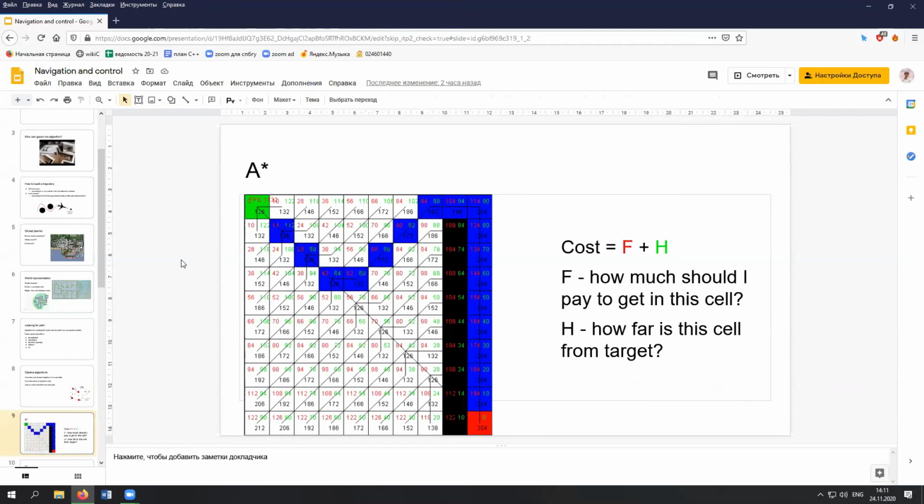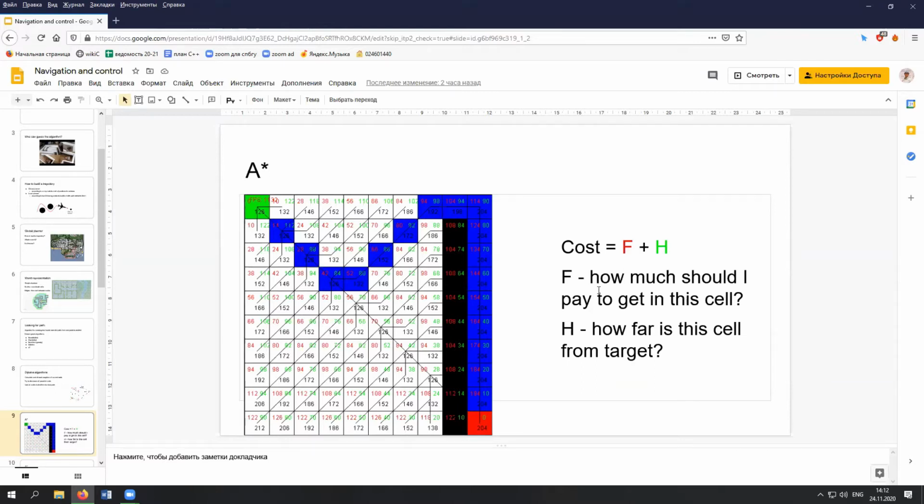Okay, let's go further. I hope that you know also about the A-star algorithm. If you don't, then let me describe it. So the idea is that it also looks at the cost from one node of the graph to another, but except for the cost, it also calculates the heuristic function.